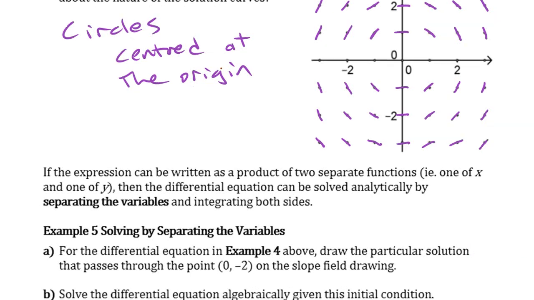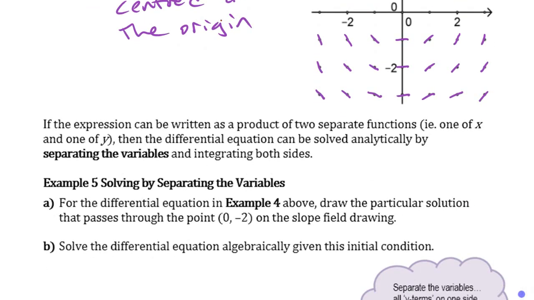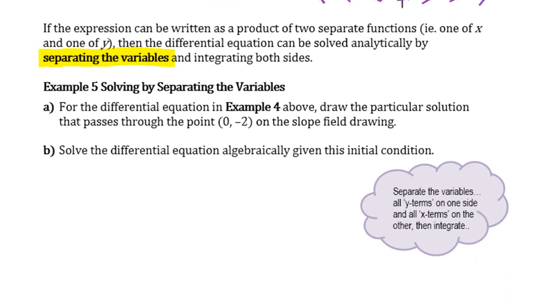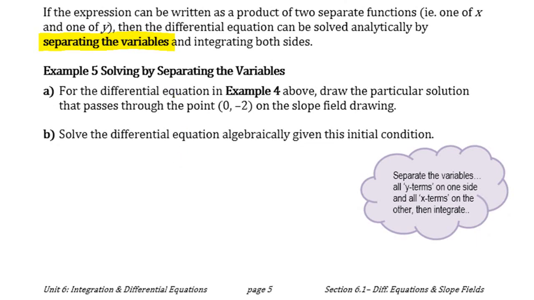So we're going to try and solve it algebraically here. When you have two variables involved, if you can solve it algebraically, one way is to separate the variables. So this is what I mean by that. This second part here says, see if we can solve this thing by separating the variables. So we had dy dx equals -x/y. If you want to solve that algebraically, you have to be able to separate the variables.